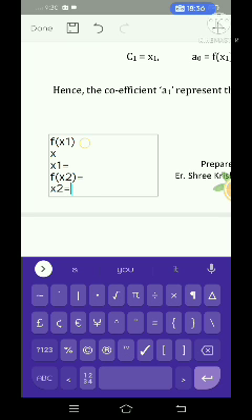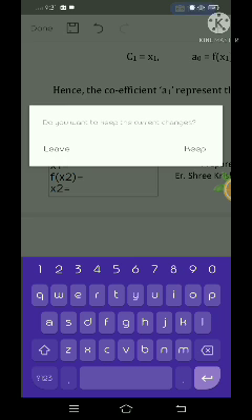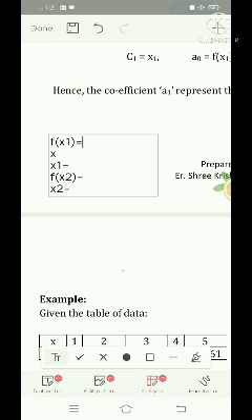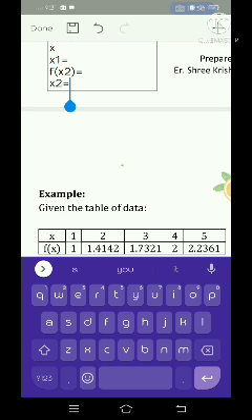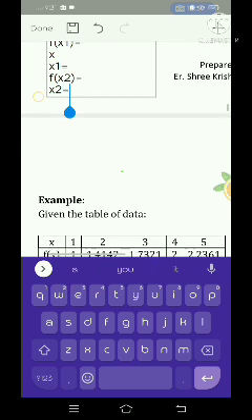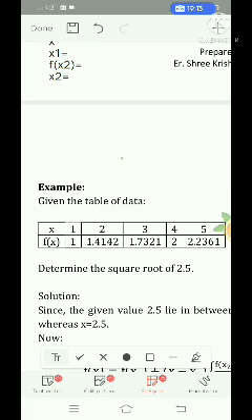Okay, so what are the values of this? So based on our table, class, our fx1 will be what? So since our x sub 1 is 2, obviously our fx1 is 1.4142. Nakuha nyo ba?